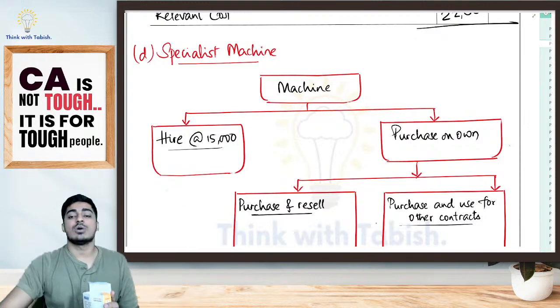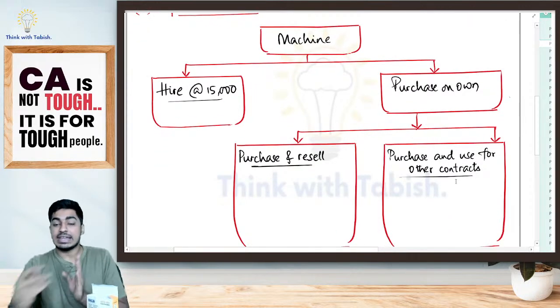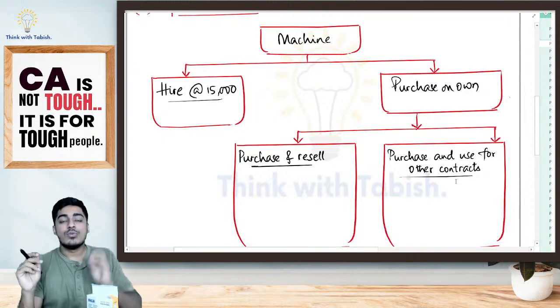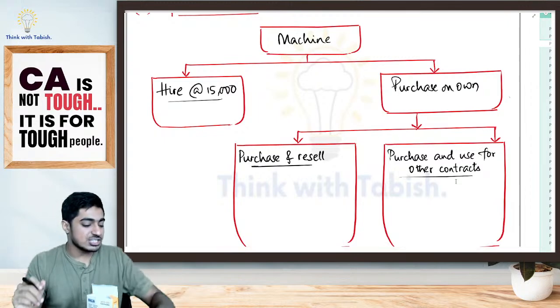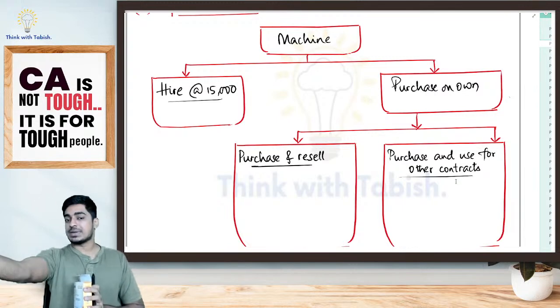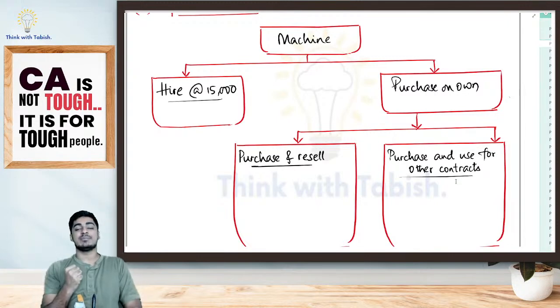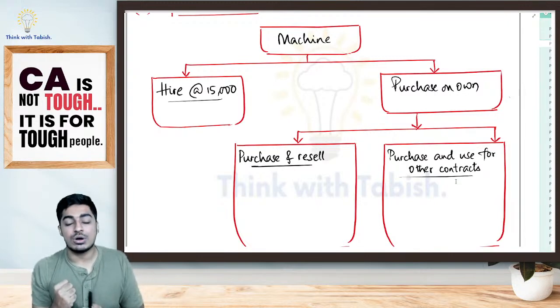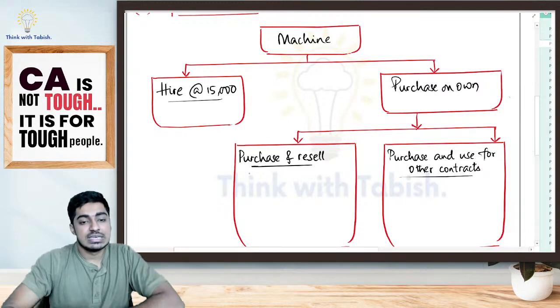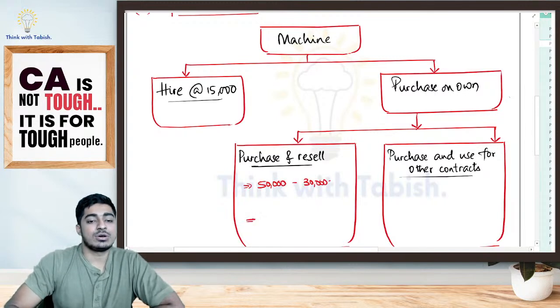Yes, clear. Now, second, I have to purchase on my own. If I am purchasing on my own, again, at the end of the life, I have two options. One is I can sell. For purchase, how much am I paying, students? For purchase, I am paying 50,000. At the end of it, if I am reselling, how much am I getting? 30,000 I am getting back. So, what is the net cost? 50,000 minus 30,000. The net cost will be 20,000 rupees.